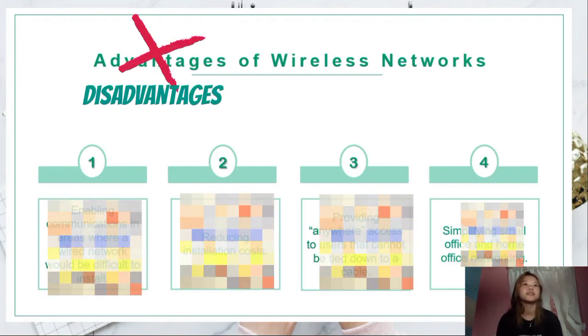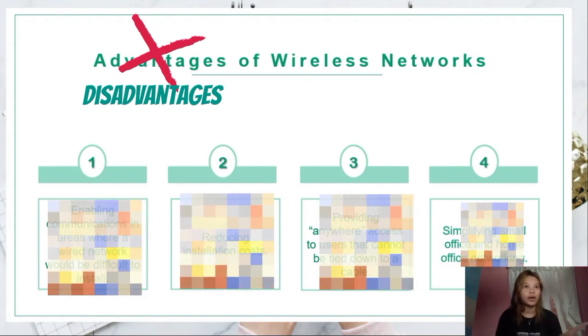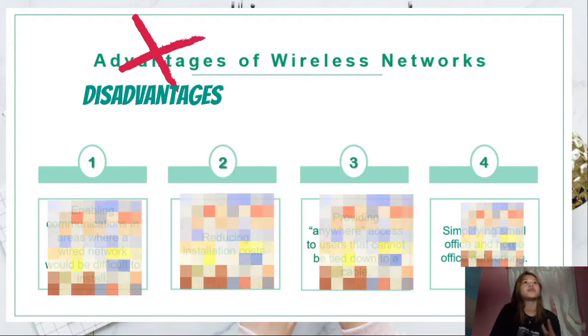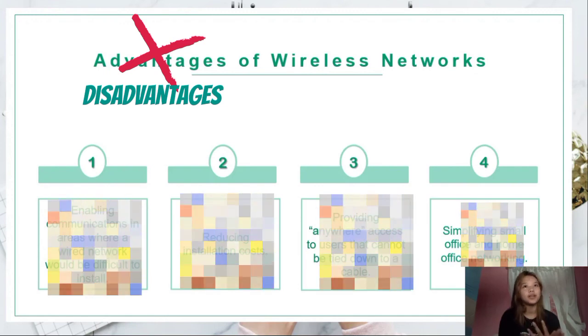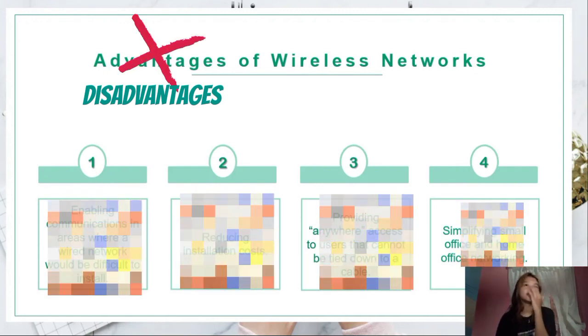And here are the disadvantages of wireless networks. Number one is security. When using a wireless network, security is a major concern. If a wireless network is not properly installed or supported, it might pose serious security risks.